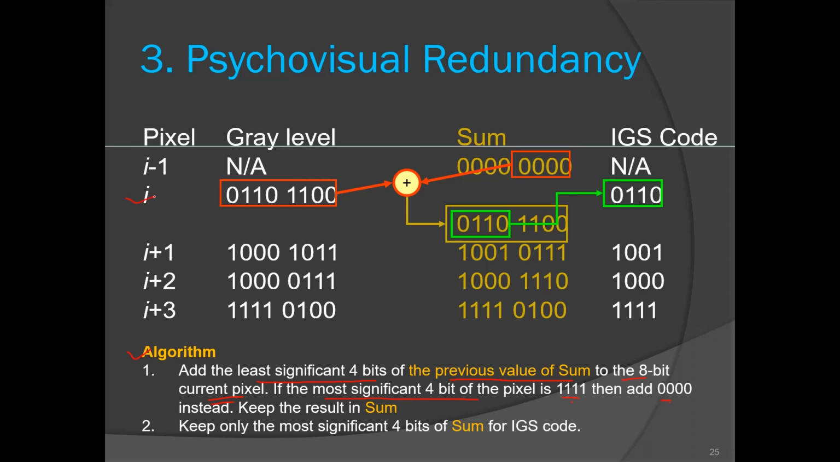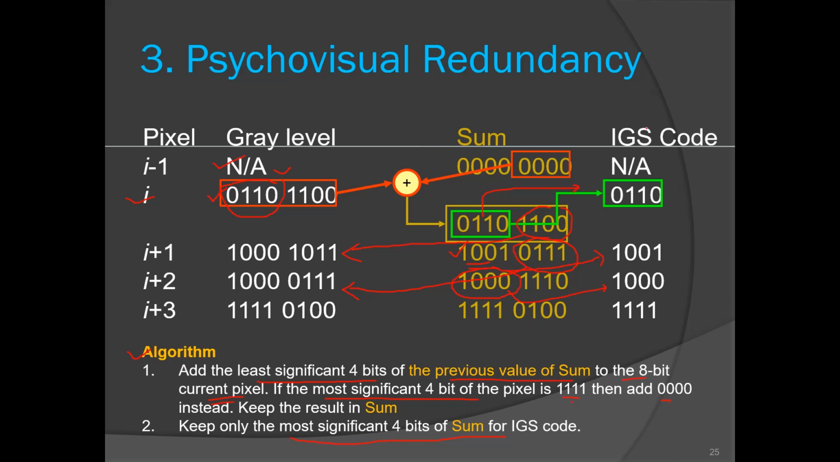See here, we have the ith pixel. Consider we don't have a previous pixel, so that's why we have NA here. Initially the sum will be 0000. Then we add the 4 bits of the previous sum, that is this one, to the current gray level, and we keep only the most significant 4 bits. The summation will be this one. We are adding 0, so the sum will remain the same, and we store only the 4 significant bits. Then we add these 4 lower significant bits to this gray level, we obtain this sum, and we store only the higher significant bits. Then again we add these 4 bits to the current intensity level, store only the higher significant bits, and so on.